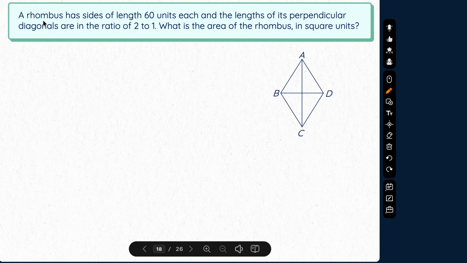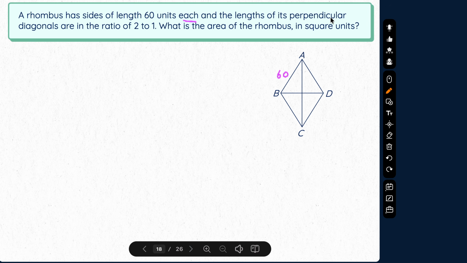Okay. A rhombus has sides of length 60 units each. You see, it says each. So this side AB is 60 units, AD is 60, DC is 60, and BC is 60, right?